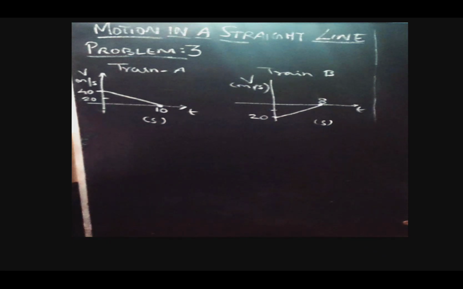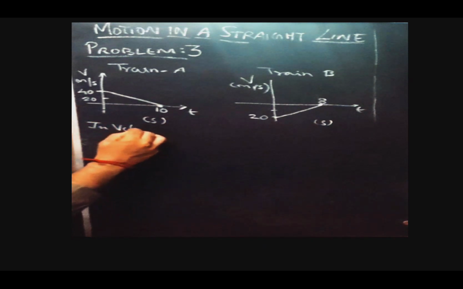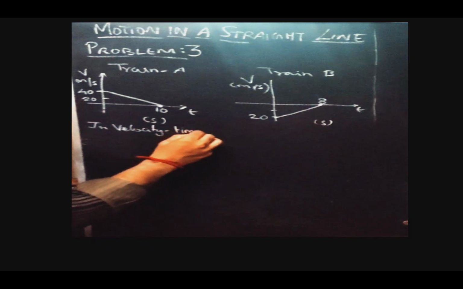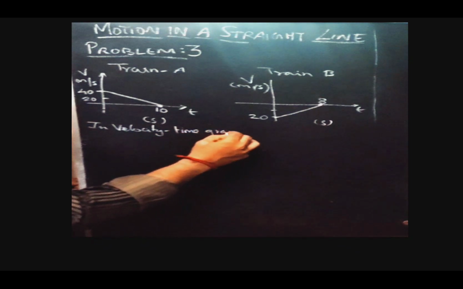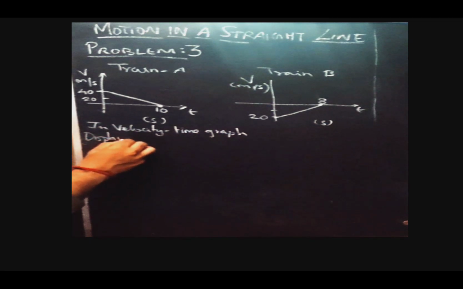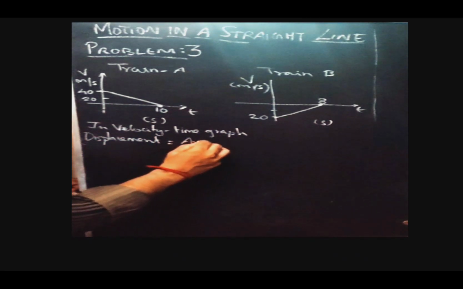Here they are asking you to find the displacement. Displacement can be calculated by finding the area under the curve in the velocity-time graph, whereas the acceleration can be found by using the slope of the curve. Since they are asking for displacement in the velocity-time graph, I am going to substitute the area. You can check it over, it's a triangle.